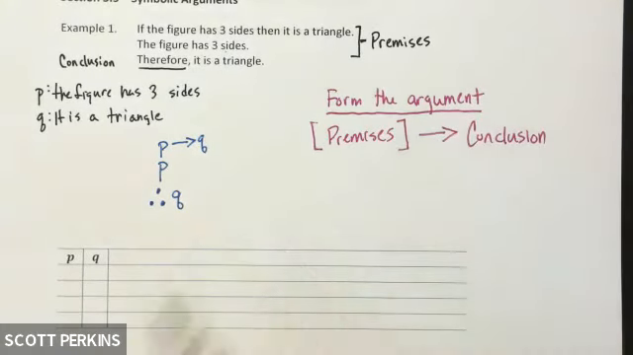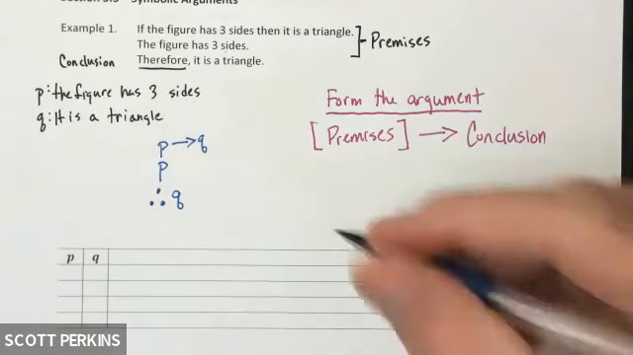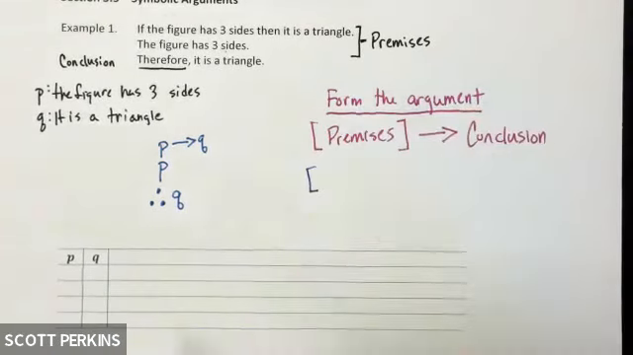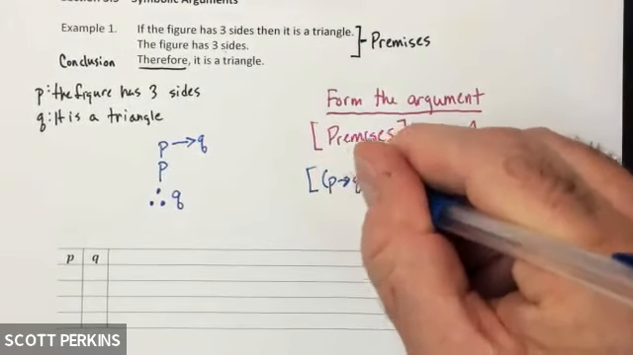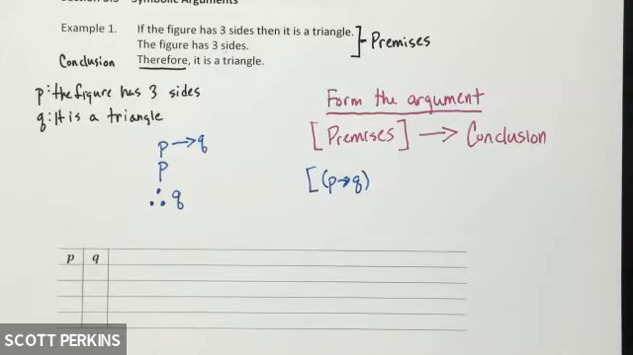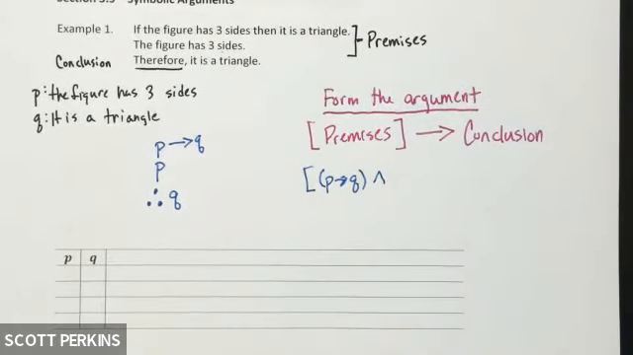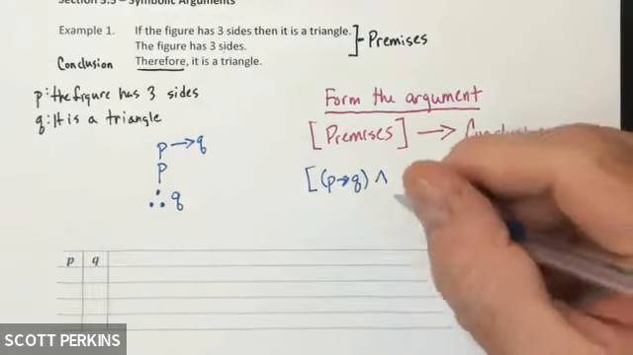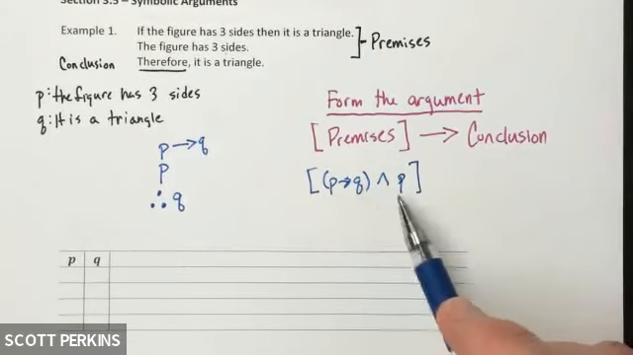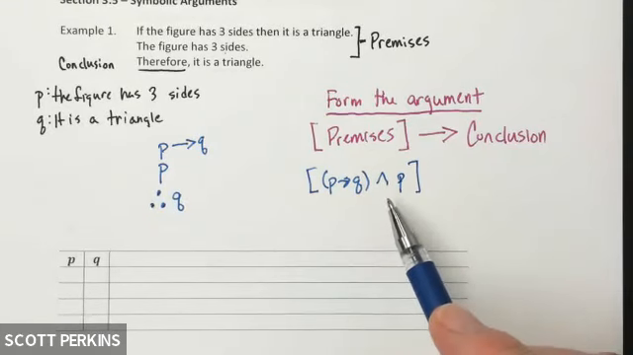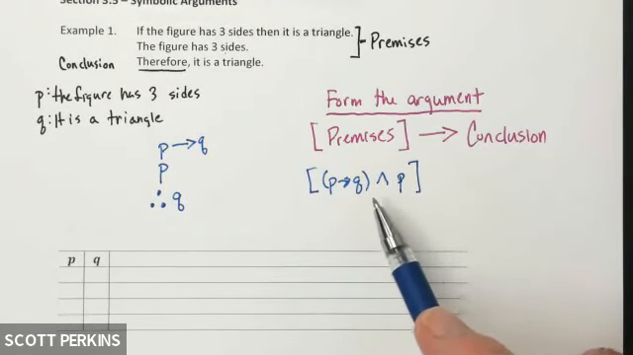So the way that looks for our argument right here is like this. I'm going to put a bracket. My first premise is if P, then Q. So I'm going to put P arrow Q here in some parentheses. Then I'm going to put an and. You always use an and, okay, because these are the premises. First premise and then the second premise. Okay, so then and P. Does everyone see where I got these things from? This is the important part. Okay, don't miss this. This is the only new information in this section, forming the argument.